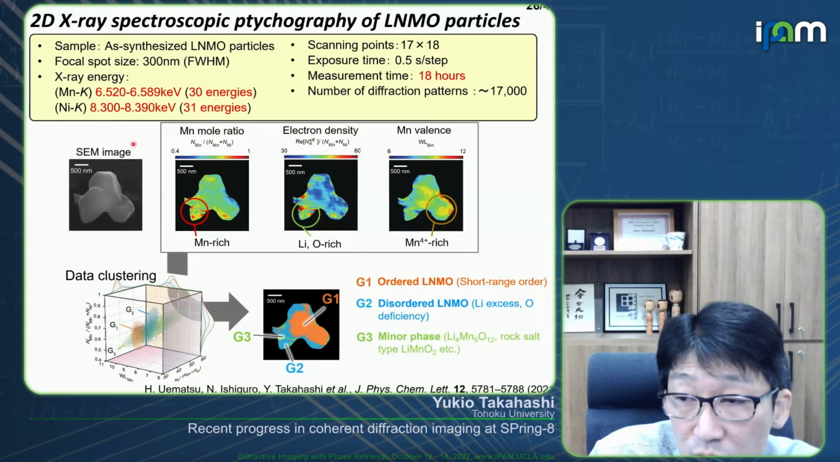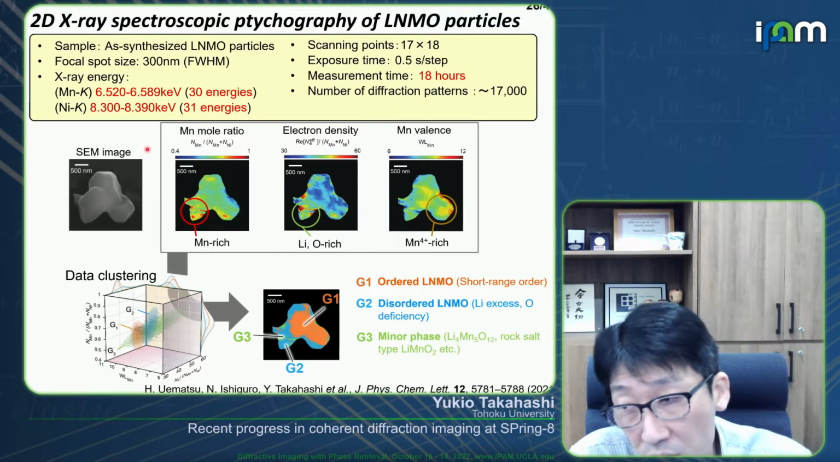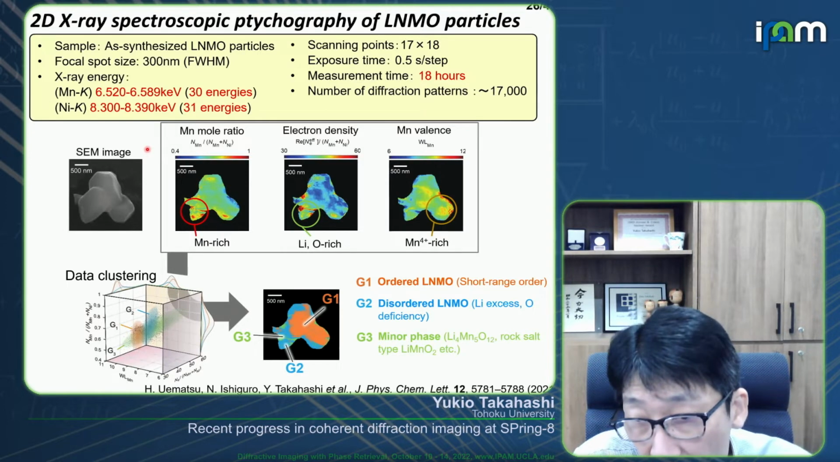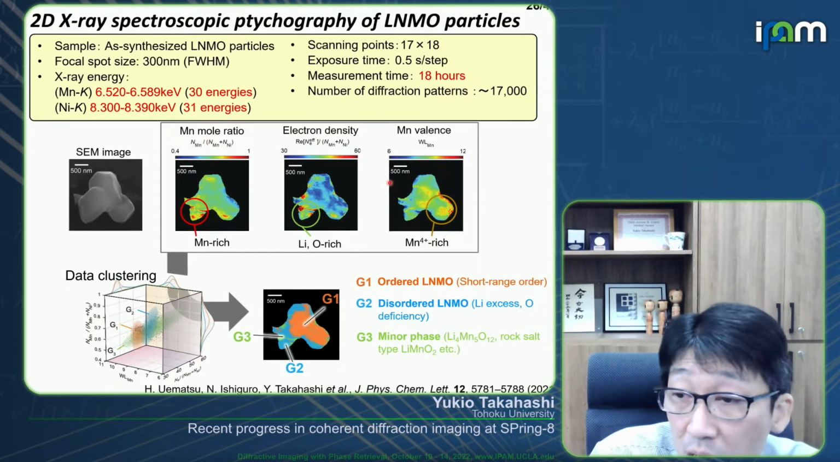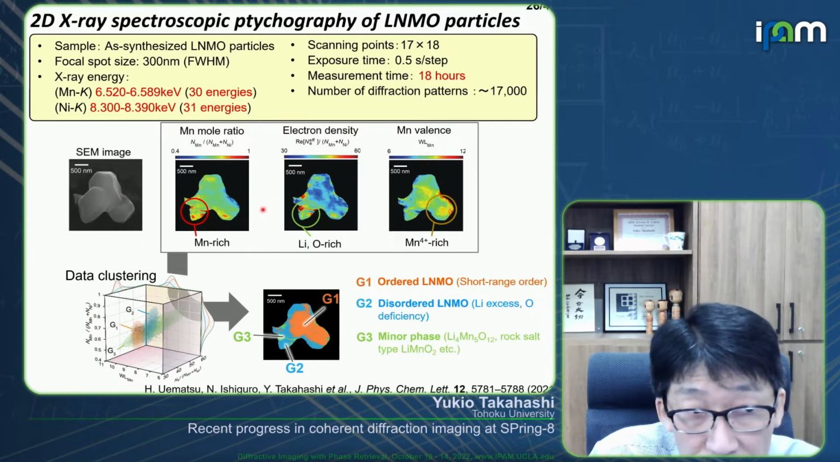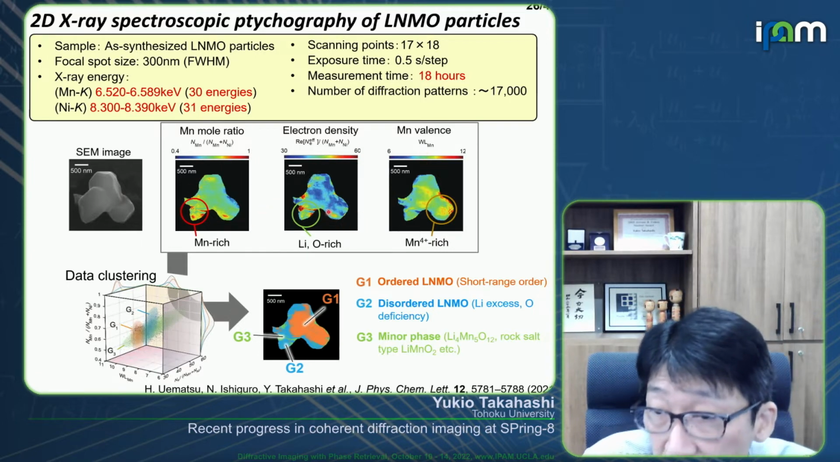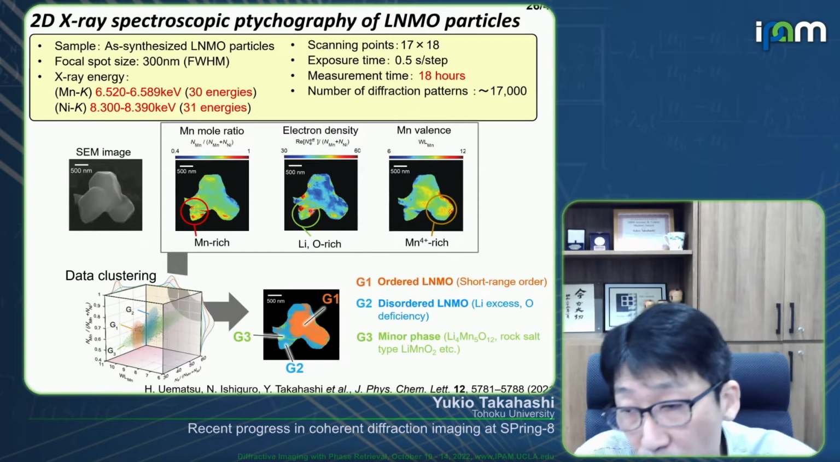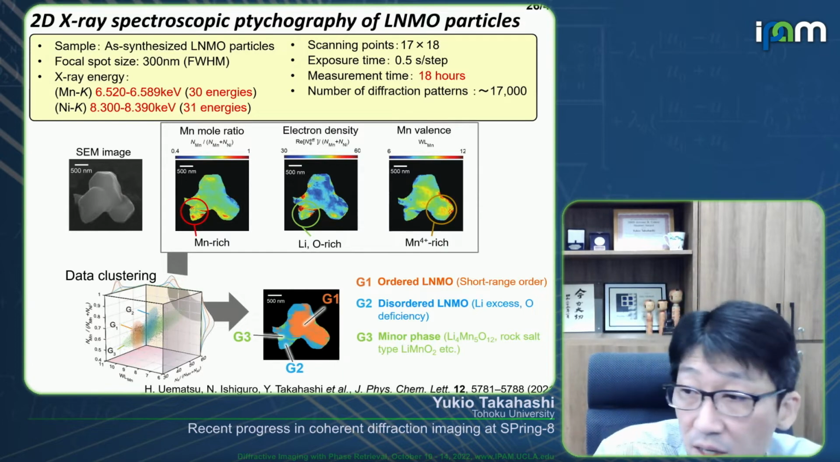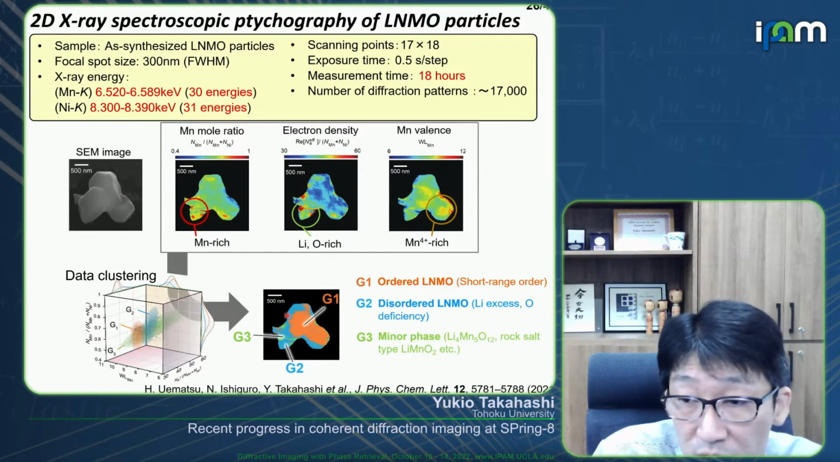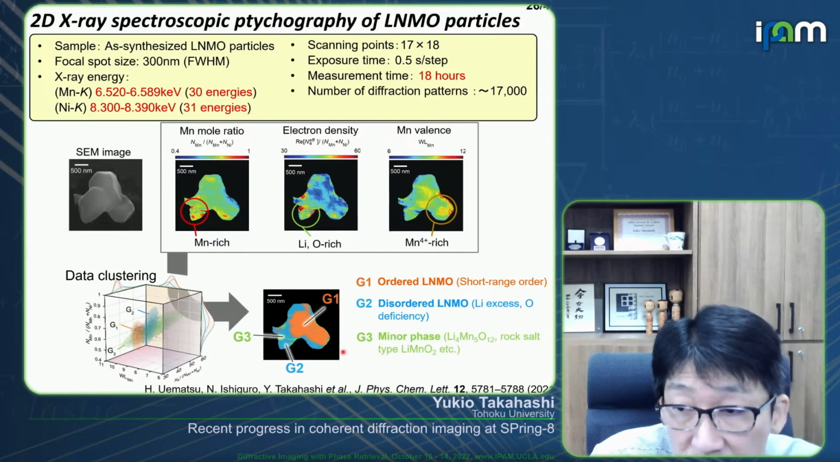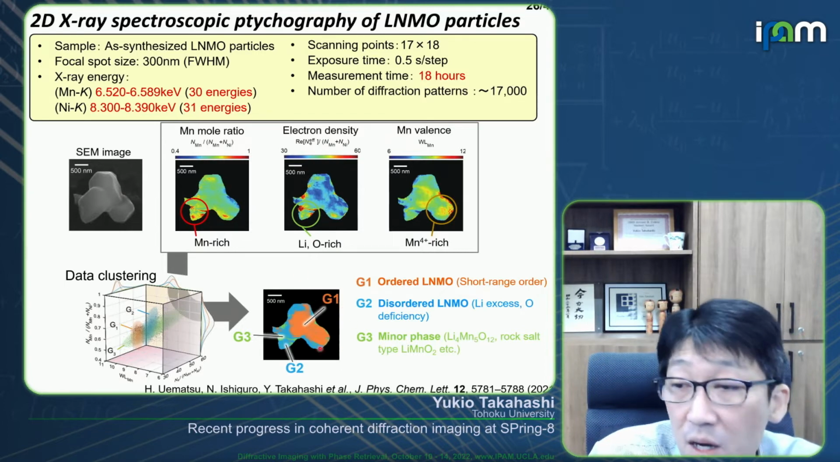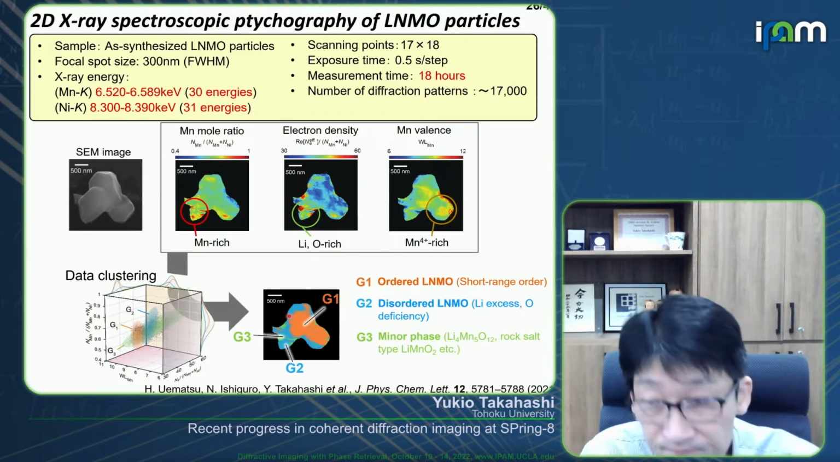Here is the SEM image of the sample. By analyzing the ptychographic phase and absorption images, we derive the chemical state image, as shown here, reflecting the manganese mole ratio, electron density, and the manganese valence. We found that the chemical state is heterogeneous. Then we classify three correlation groups by a data clustering approach. So we visualize the ordered and disordered phases and the minor phase of these particles.